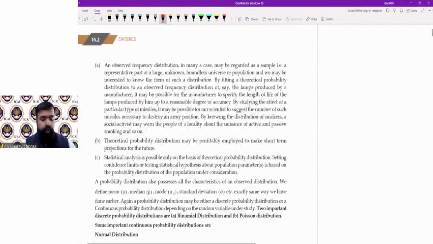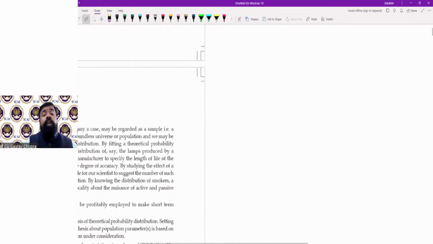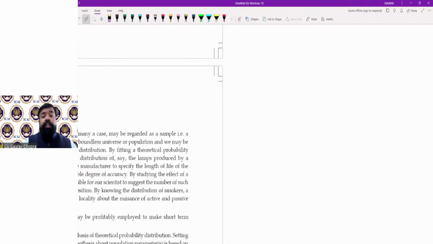Now we have to start with this. Why is theoretical probability distribution used and why is the name theoretical probability or theoretical distribution? Let's say we are tossing a coin 100 times. Then how many times will head appear and how many times will tail appear? Out of 100, how many times will heads come and how many times will tail come? This you have to answer. So what will be the answer?